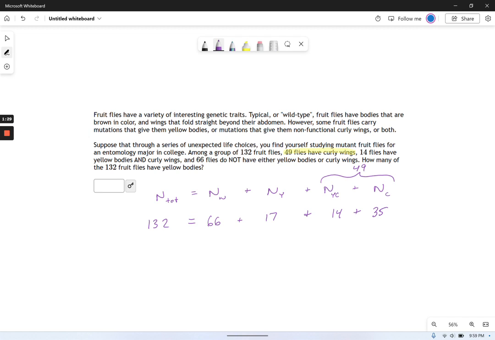And the question is, how many have yellow bodies? So I think I misspoke earlier when I said the question is asking for this. It is not. The question is asking how many fruit flies have yellow bodies, and I don't care if they have curly wings or straight wings. So the number of fruit flies with yellow bodies is this right here. It's going to be 31, with no regard to the straightness or curliness of their wings.